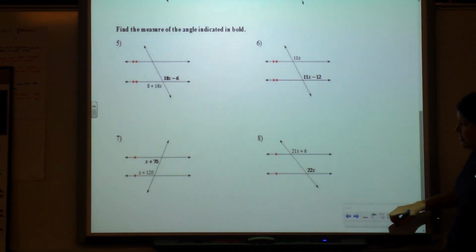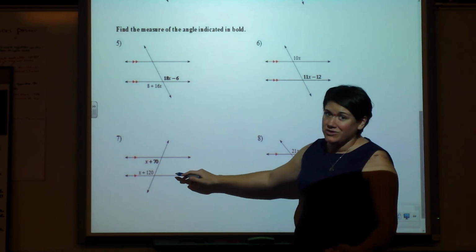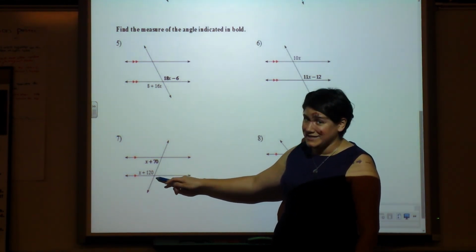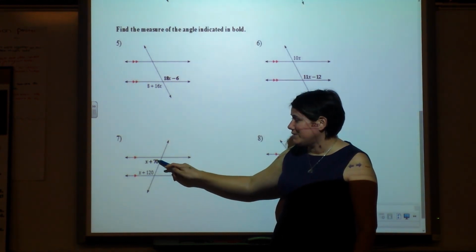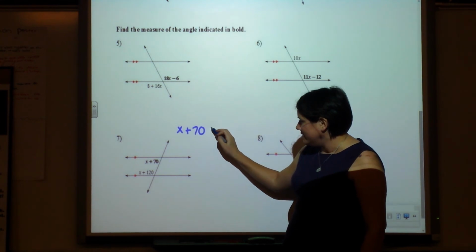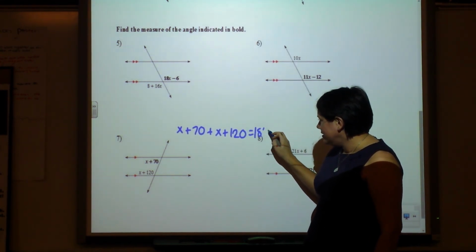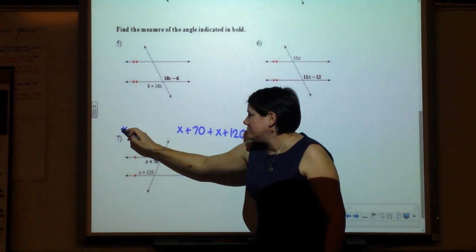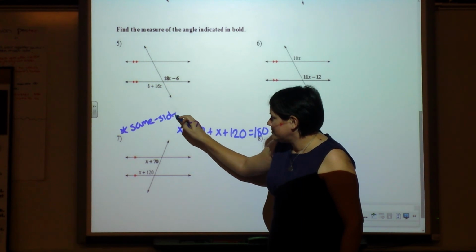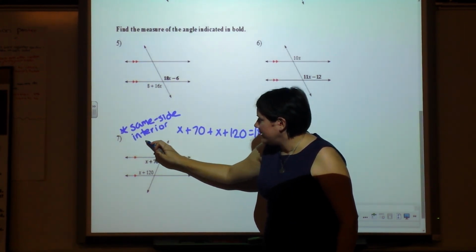Just be careful, you know, number 7 kind of looks a little different here. These are not corresponding, they're not alternate interior. And you probably forgot, but these are what we call same side interior. These are going to be supplementary. So the way that you would set this one up, you have x plus 70 plus x plus 120 equals 180. And we'll make a note here, these are same side interior. And they are equal to 180.